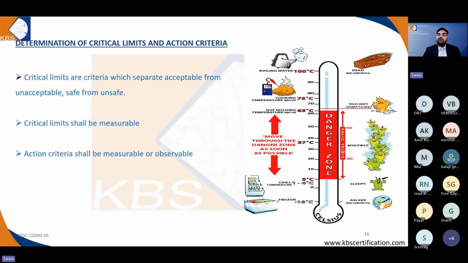But not at minus 15, 14 or something. Okay. You have to go minus 80 minimum. Otherwise, you will not find the same shelf life of the product. This is what the requirement is.